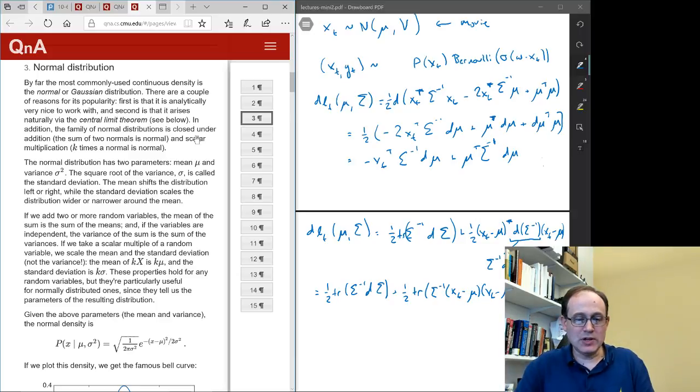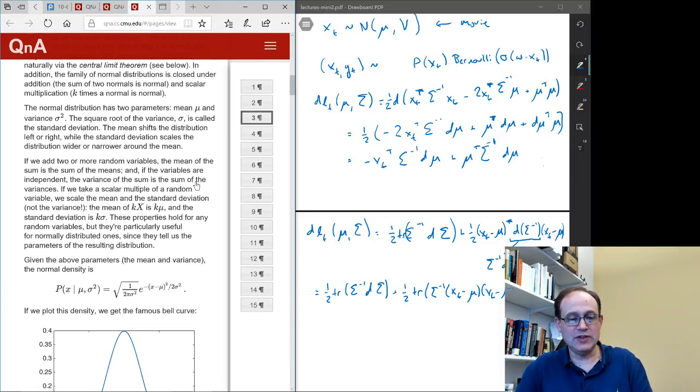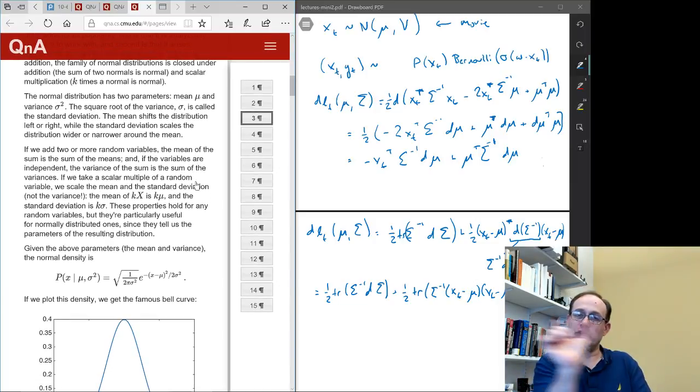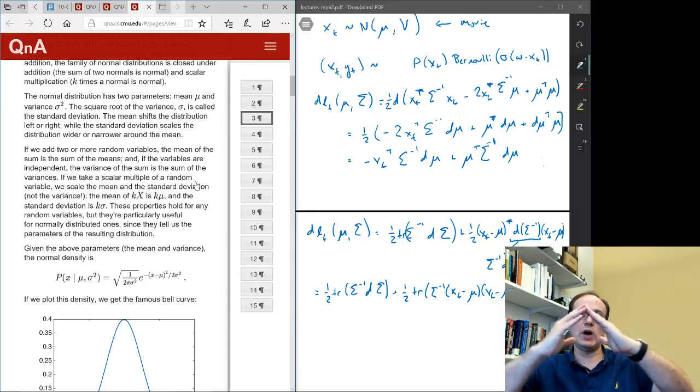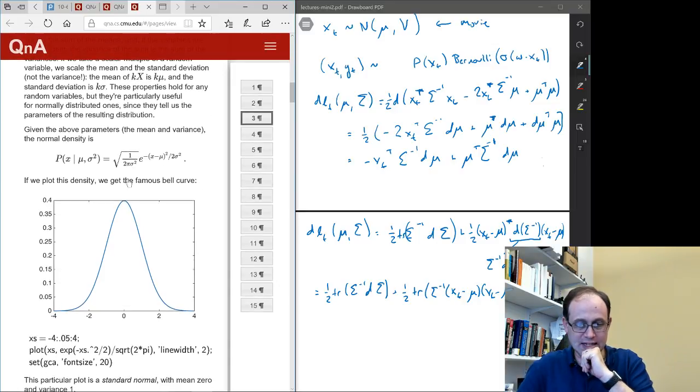Normal has two parameters, mean and variance. The square root of the variance is called the standard deviation. Mean takes your distribution and shifts it left to right, and variance scales it wider or narrower. The density looks like this. Again, I remember it because I see it all the time, but if you forget it, you can always look it up on Wikipedia or in the back of your favorite stats textbook.